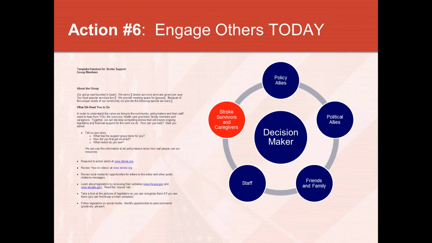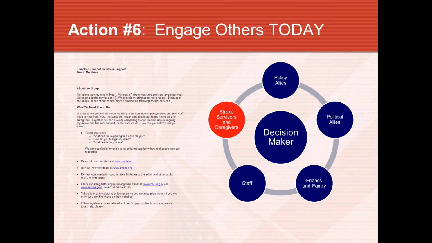And action number 6 is to engage others today. We've talked about doing this in the context of a support group, but you can also do this in the context of your own individual work. The way I try to describe this is you've got this decision maker in the middle of our chart here. And the decision maker is surrounded by a number of people who are going to help him or her make decisions. So policy allies, political allies, friends and family, staff, and stroke survivors and caregivers, particularly in the stroke arena.